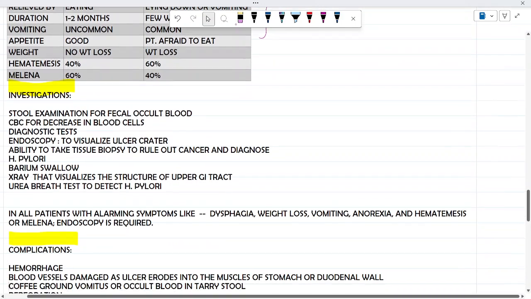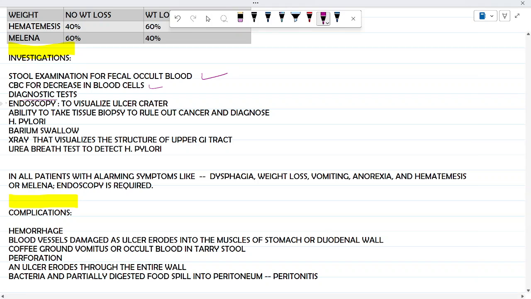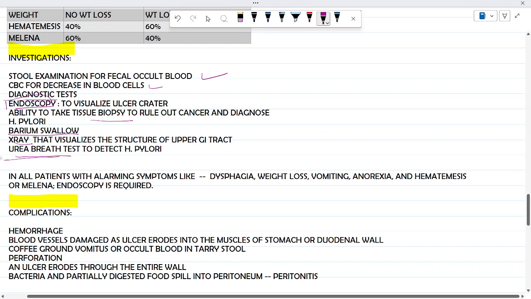Investigations, if we see, usually the first line of investigation along with the diagnostic test is stool examination, that is to be seen for fecal occult blood, and CBC to rule out any diseases in blood cells or decrease in blood cells. Diagnostic test first is endoscopy, that is to visualize the ulcer crater, with the ability to take tissue biopsy to rule out cancer and to diagnose H. pylori. Barium swallow X-ray, which again will visualize the upper GI tract, and a urea breath test, that is to detect H. pylori. In all the patients showing symptoms like dysphagia, weight loss, vomiting, anorexia, and hematemesis or melena, endoscopy is required.